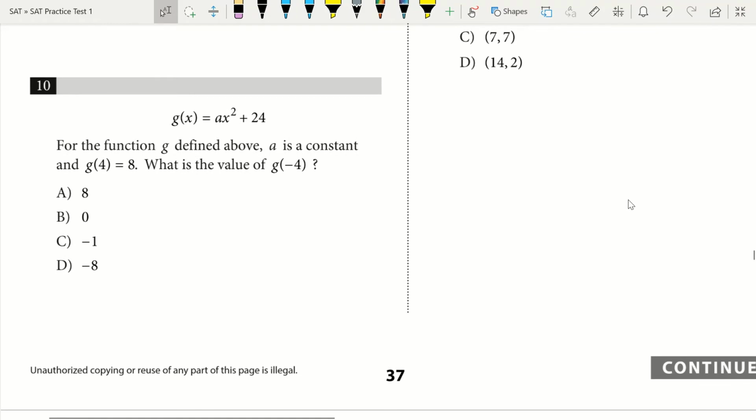Question 10. For the function g defined above, a is a constant and g of 4 equals 8. What's the value of g of negative 4? Well, if I look, x is only inputted right here, right where a x squared. So since x only goes in one place and it's squared, 4 squared equals 16, and so does negative 4 squared. So they're both going to equal 8, so my answer is going to be A.